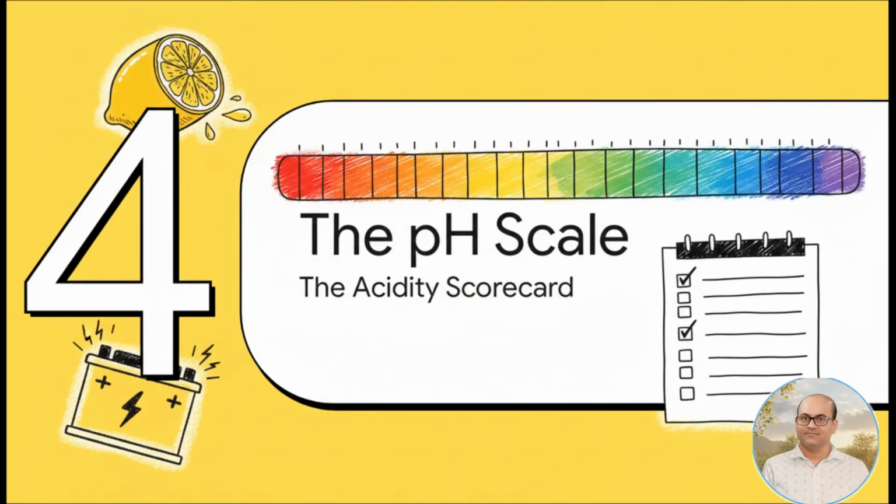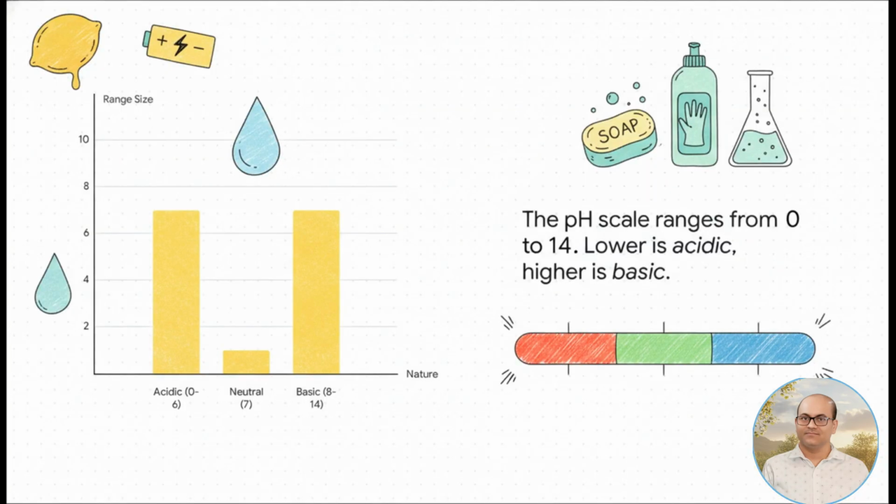Now, a question for you. Is the acid in a lemon the same as the acid in a car battery? Of course not. The lemon juice is weak, but the battery acid is very strong and dangerous. So how do we measure this strength? For that, we use a special kind of scorecard. It's called the pH scale, and it runs from 0 to 14. It's a very simple scale. The name pH stands for power of hydrogen.